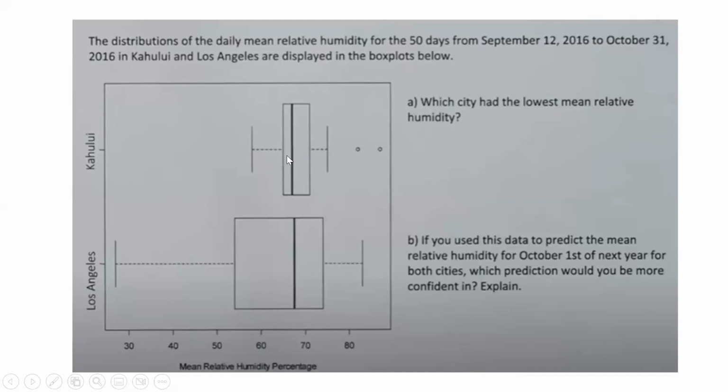They are more concentrated around the median for this group, Kahului. So the middle 50% of the humidity data for this country is very, very concentrated. The variability is very, very low. And that means that you can easily predict the next value.